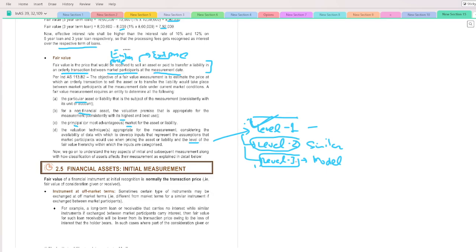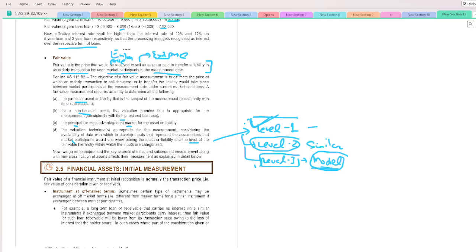But in level 2 and level 3, that is worse, meaning here you cannot see the price. So here you are just simply relying on the model. So on what basis are you determining the price here? These three levels are there. Now if we go on to understand the key aspects of the initial and the subsequent measurement, along with how the classification of the assets affects their measurement, as explained in detail below.